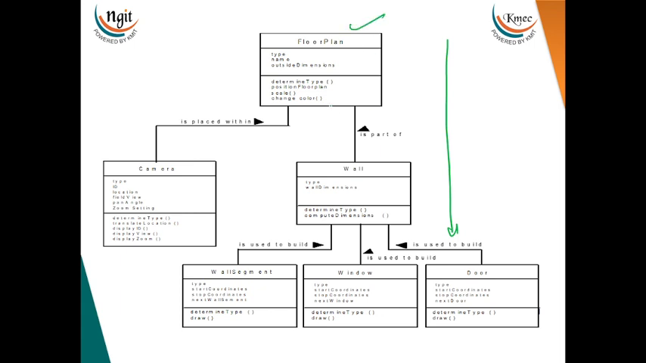There is a floor plan, and these are its properties, and this is a wall which is a part of it. Place within this one. This is generalization. Correct. I hope I have cleared the concept of class diagram. Thank you very much. Class modeling.